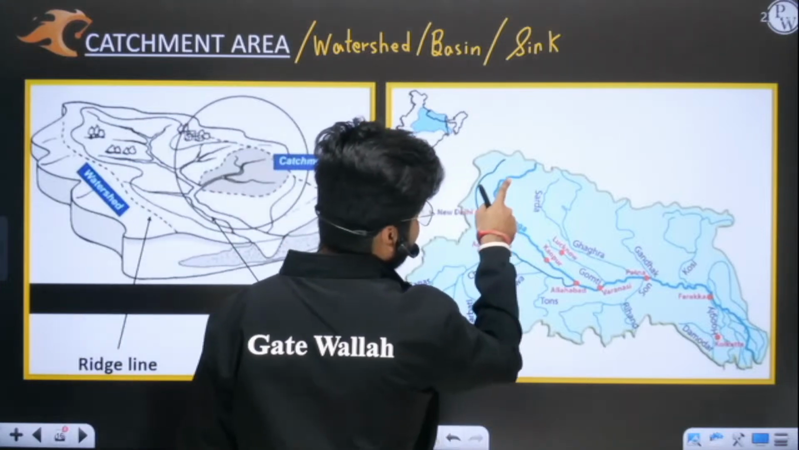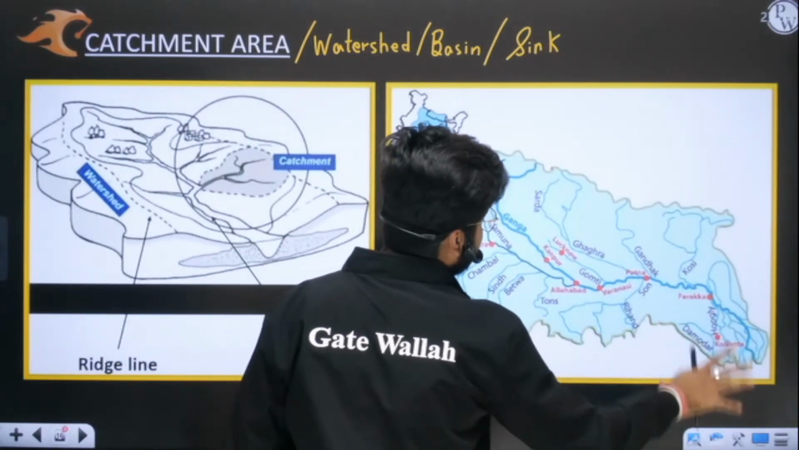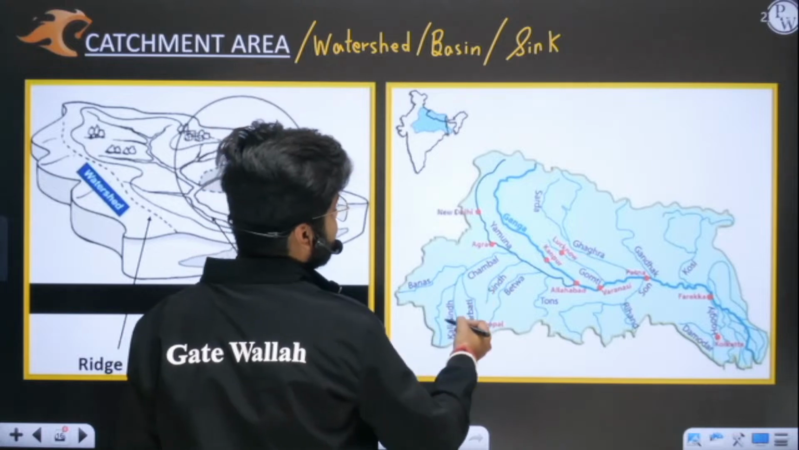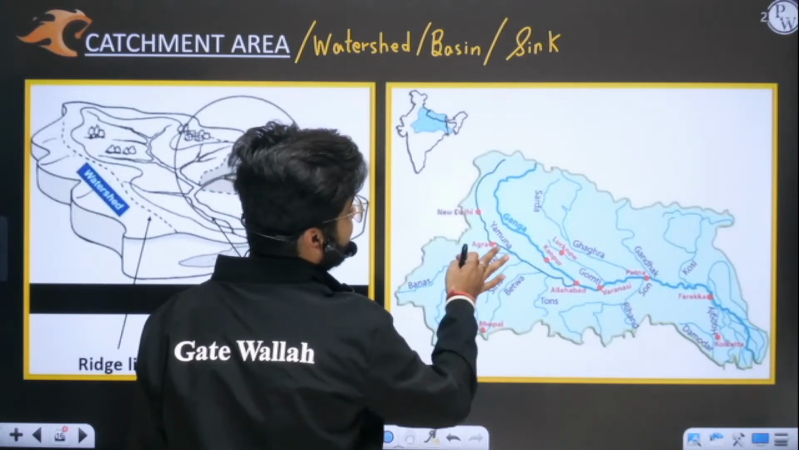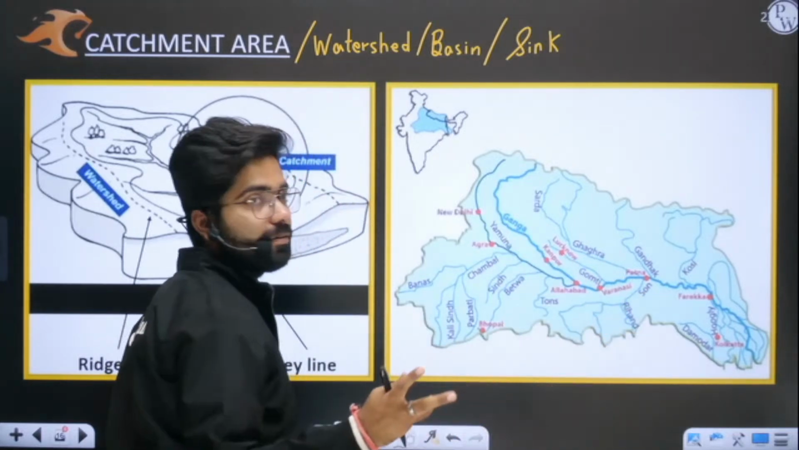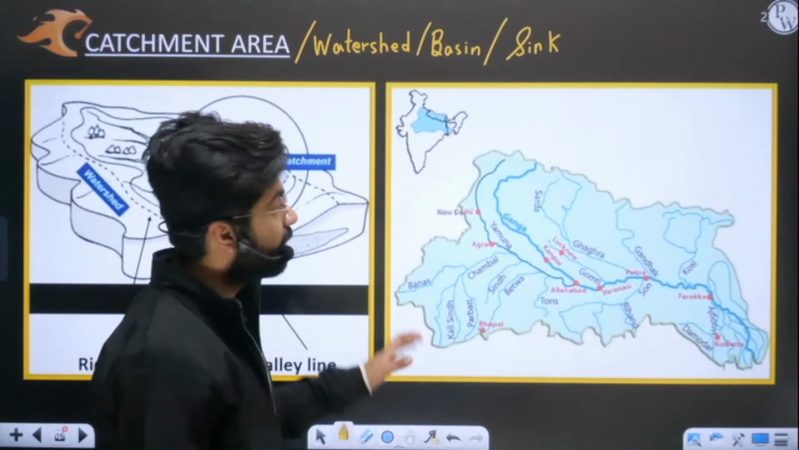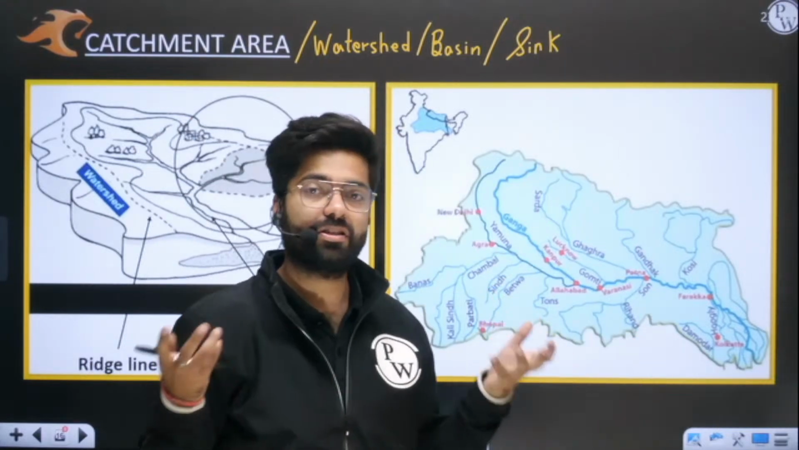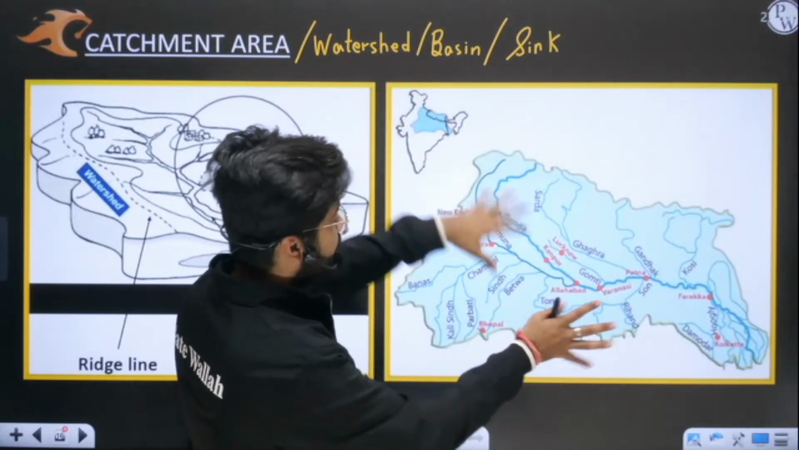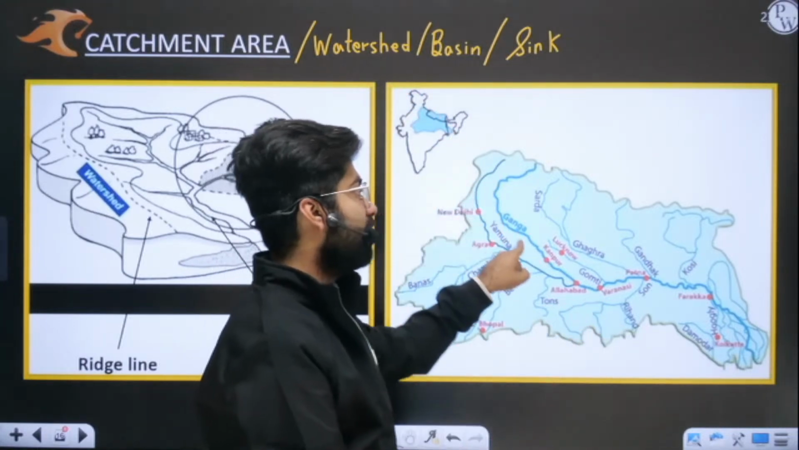See, the Ganga river is at the center, and many small streams and small rivers are joining and ultimately draining all the water into the main Ganga river. Which means this is a kind of wash basin only. Whatever water falls in this area will ultimately reach the lowest level.